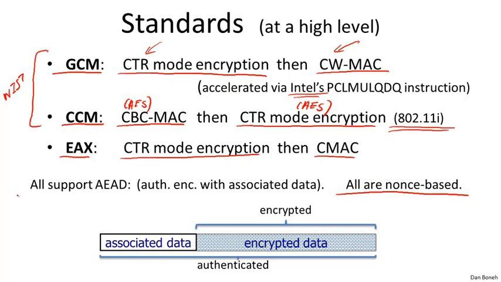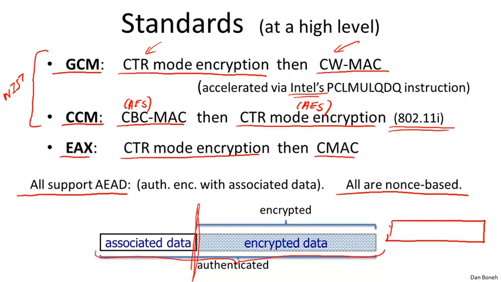The other important point is that all these modes are what's called authenticated encryption with associated data. This is an extension of authenticated encryption that comes up very often in networking protocols. The idea behind AEAD is that the message that's provided to the encryption mode is not intended to be fully encrypted. Only part of the message is intended to be encrypted, but all of the message is intended to be authenticated.